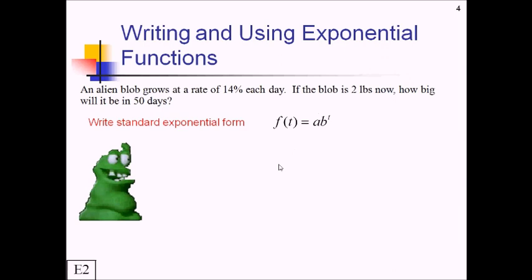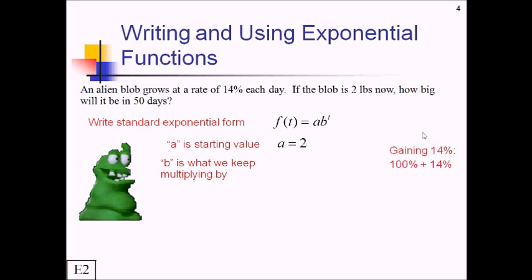So a is our starting value. In that case, that's the 2 pounds that we're starting with. And then b is what we have to keep multiplying by. Now, in this problem, we want to grow 14% each day. So if we're growing by 14%, that means that your 100% is getting another 14% added to it. So again, you've got 1 plus 0.14, or 1.14. And now for the time, the t, that's going to be this 50 here.